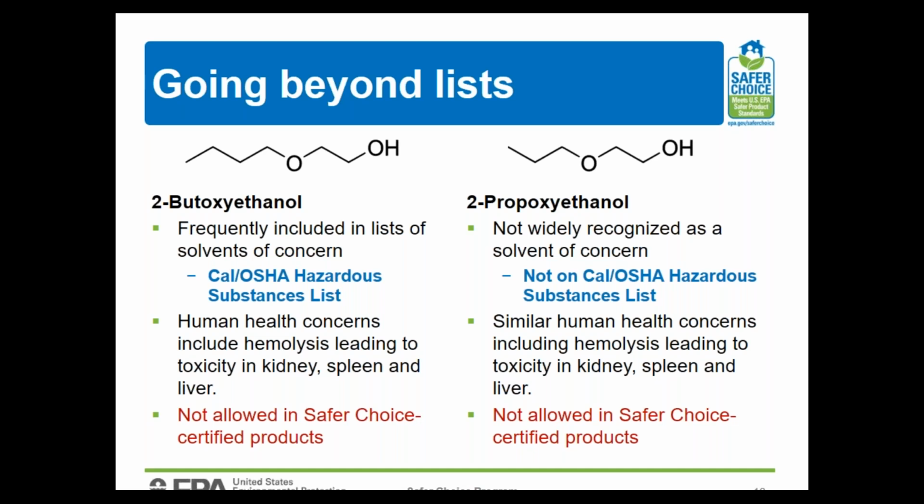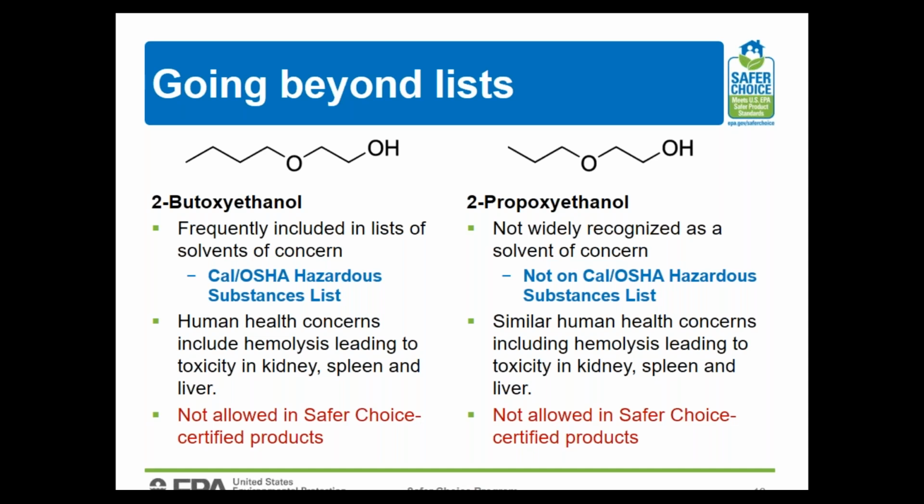On the right-hand side is 2-propoxyethanol. Now, this isn't a widely recognized chemical. It's not listed anywhere. But if you were a product manufacturer trying to remove 2-butoxyethanol from your product, you might think that 2-propoxyethanol would be an okay substitute because it's not listed. However, when we look at the data behind this chemical, it has similar health concerns. And so this chemical also would not be allowed in Safer Choice certified products. For this type of situation, it was important to our program to help manufacturers better navigate this space.